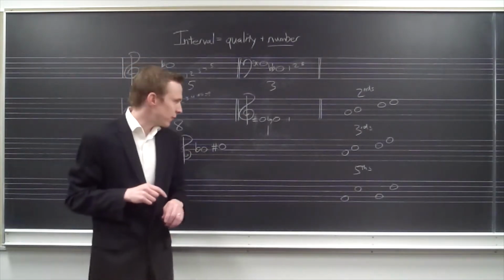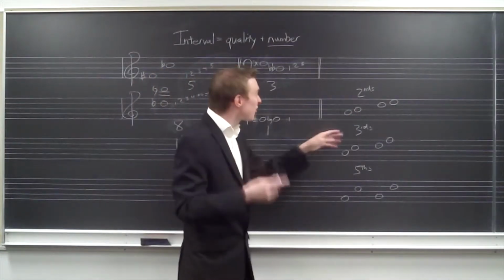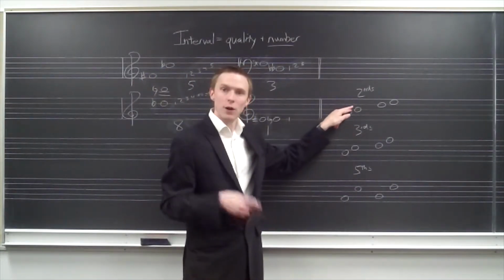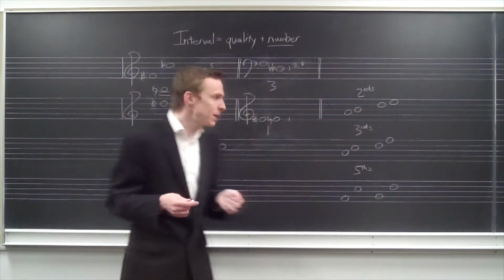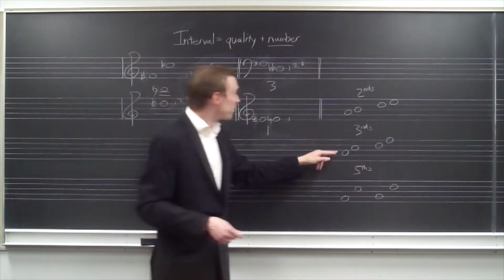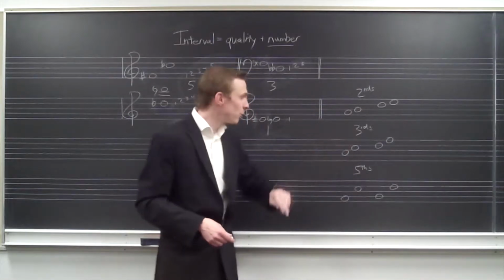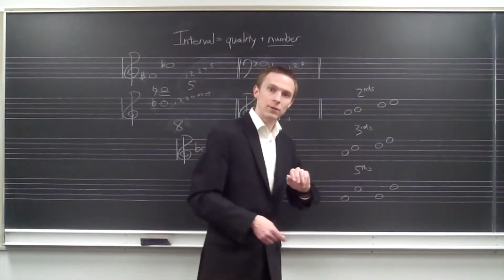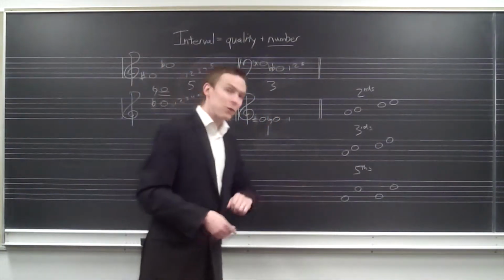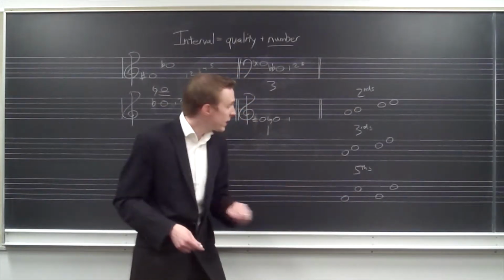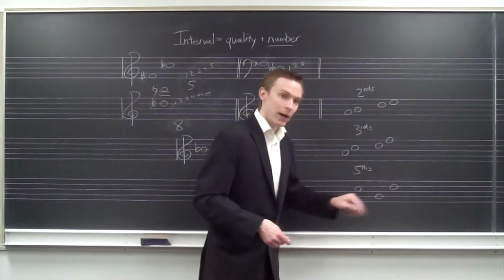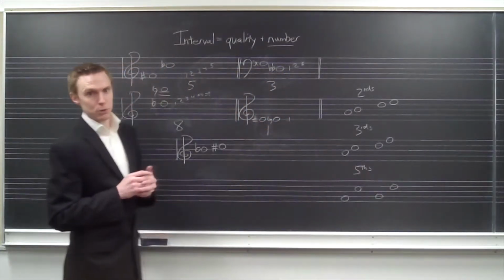So let me give you a couple of examples. All seconds look something like this, a space note followed by the very next line note, or a line note followed by the very next space note. Thirds always look something like this, 2 consecutive space notes or 2 consecutive line notes. Fifths always look something like this, a space note and a space note with 1 space in between, or a line note and a line note with exactly one line in between.